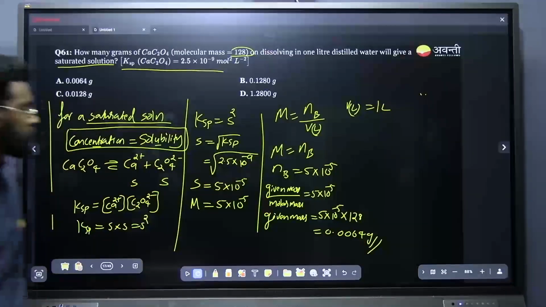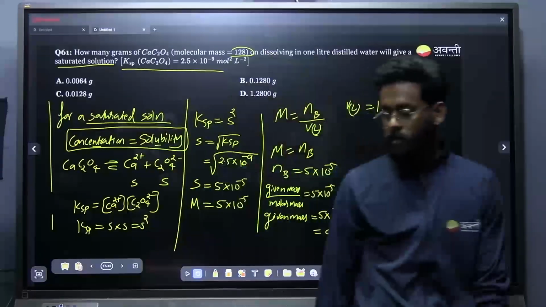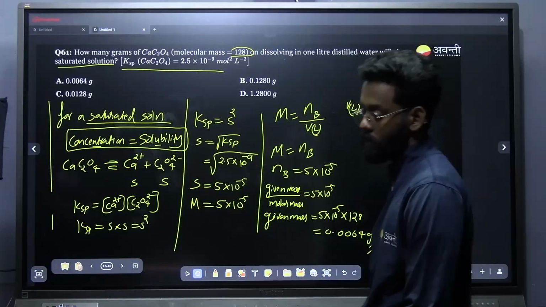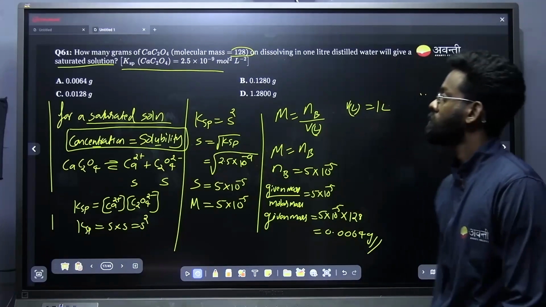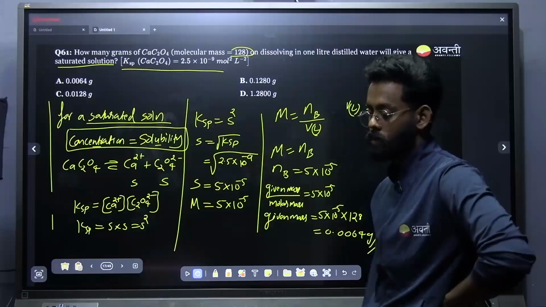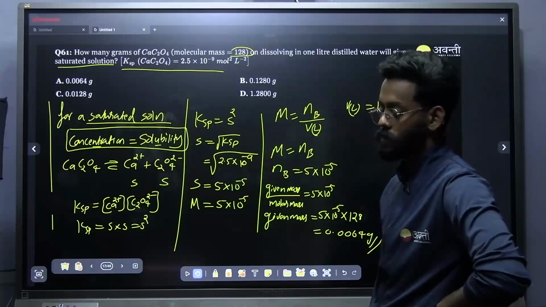Is it clear, everyone? For a saturated solution, concentration is equal to solubility. That is the point you have to note down for this question. Okay. Moving to the next question. Take a screenshot.